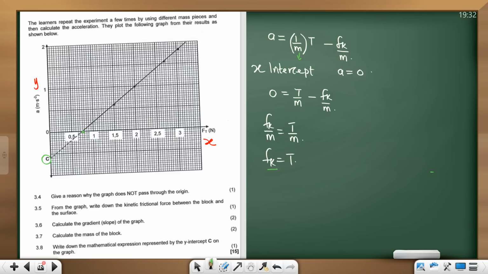Because that whole line is tension. That point is my what? Because we looked for the x-intercept, right? So we said x-intercept, tension force, is equal to the frictional force. Remember, all of this is tension. So at this point, that is my friction.